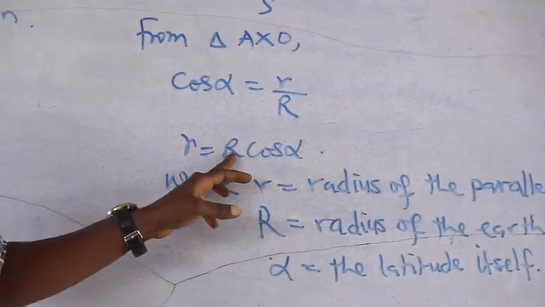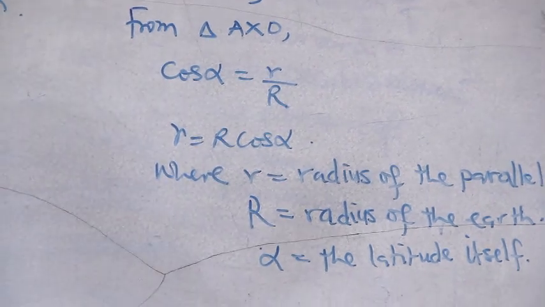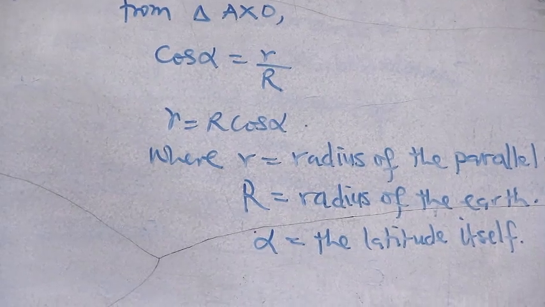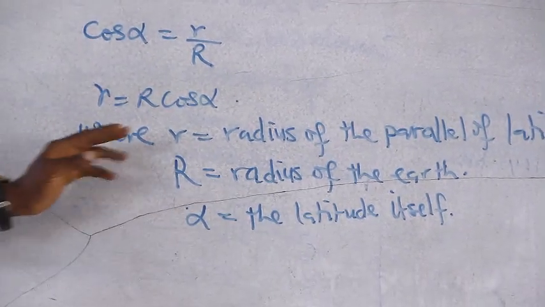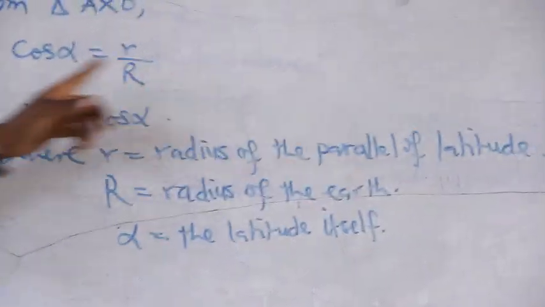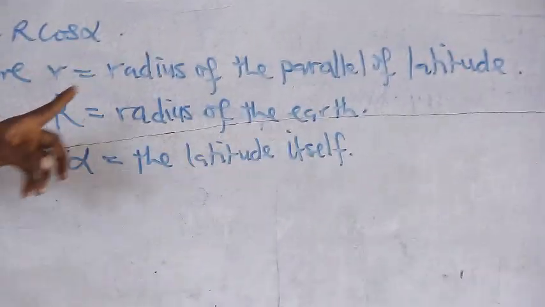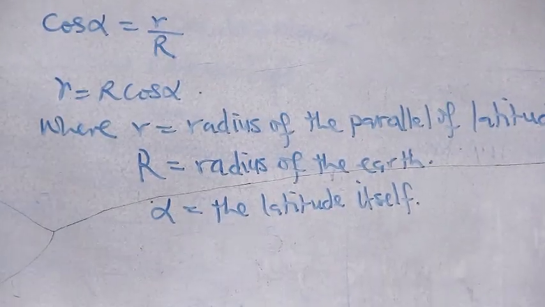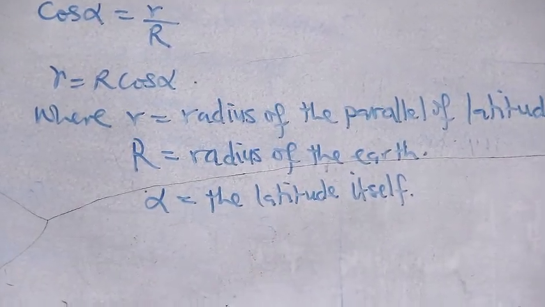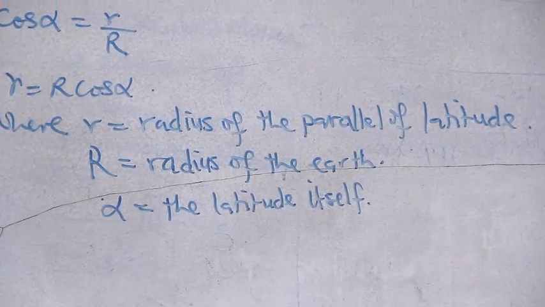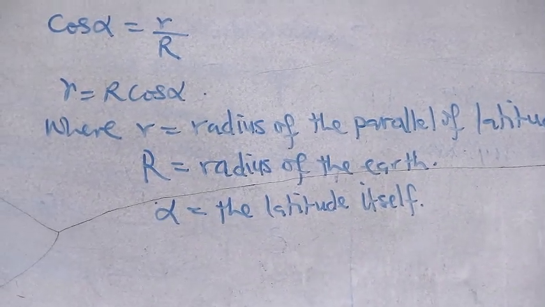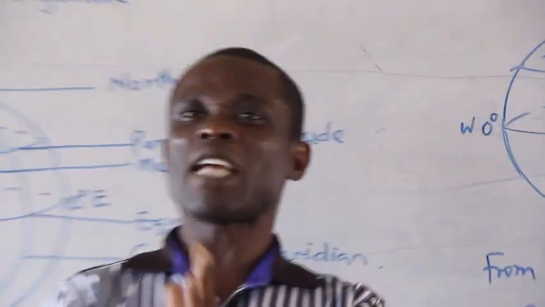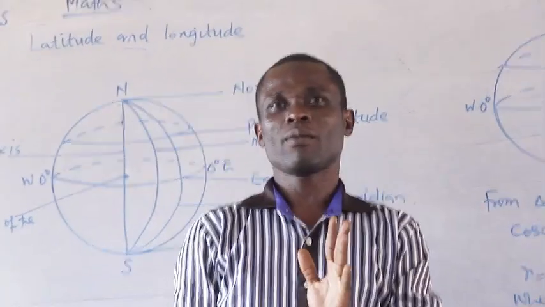This big R here is the radius of the earth, and that one is constant. It will be given to you as 6,400 kilometers. It depends on the question. Small r is the radius of the parallel of latitude. Big R is the radius of the earth, while that alpha is the latitude itself. Because if I ask you to find the radius of latitude 20 degrees south, what we get there will be different from the radius of latitude 50 degrees south. Are you with me now?